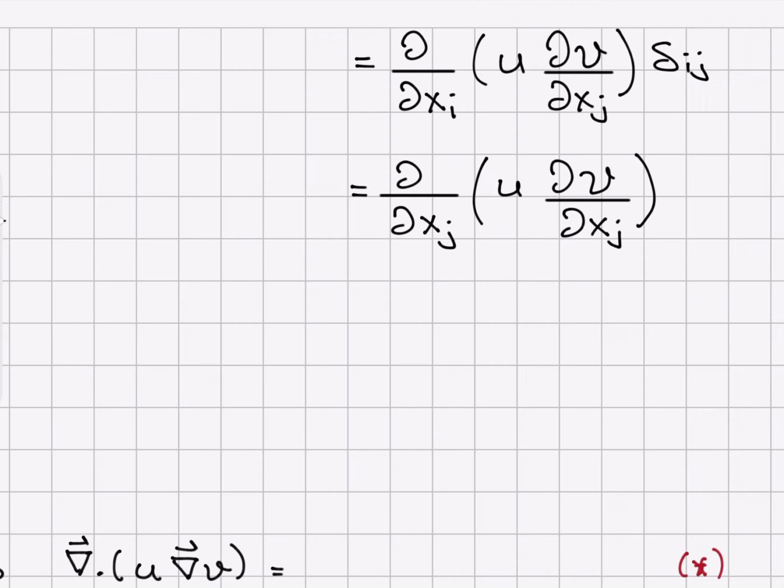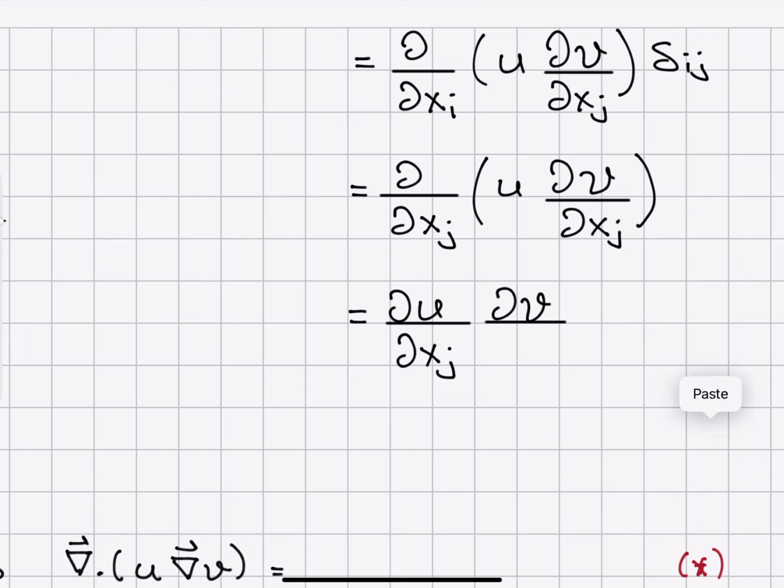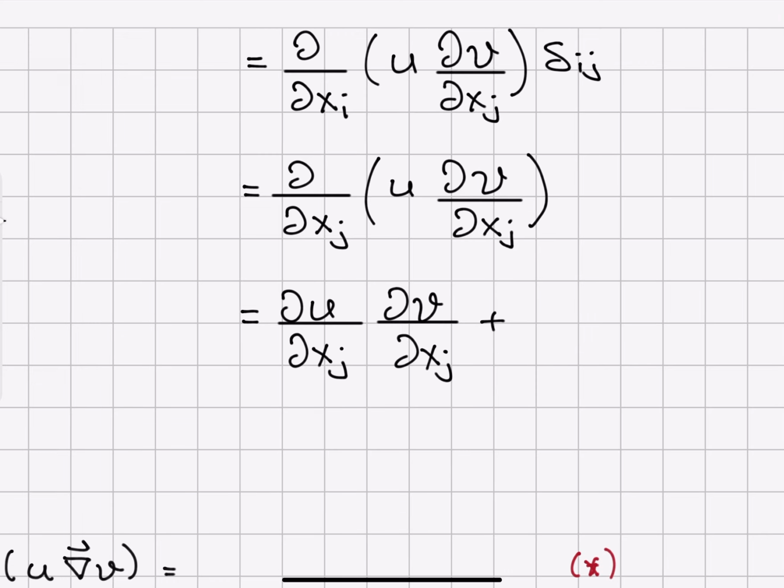Okay, now we're applying the derivative operator ∂/∂xj, so that means we have to first take the derivative of u multiplied by the second term. So we have ∂u/∂xj multiplied with ∂v/∂xj, and the second term we're going to leave u alone and apply ∂/∂xj on ∂v/∂xj, which means we're taking the second derivative of v with respect to xj.